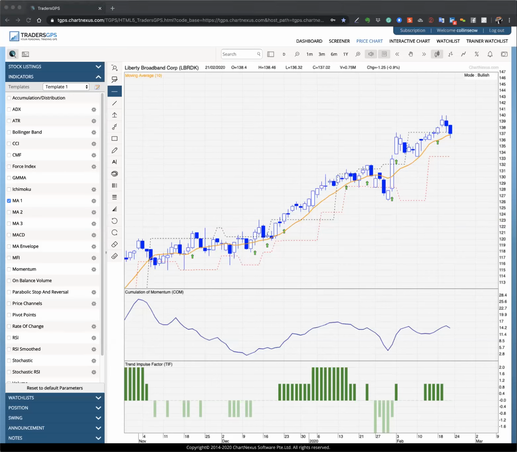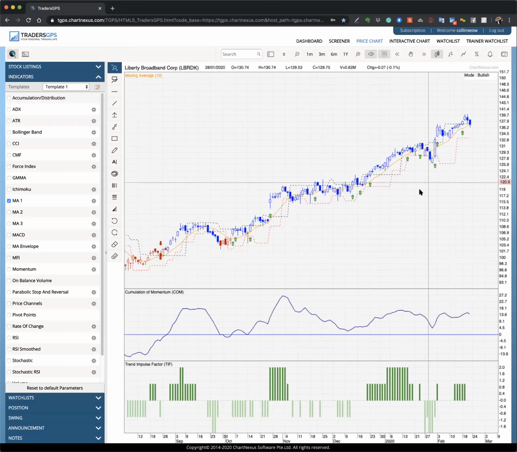LBRDK. So this was actually the 3rd of February. We mentioned this stock on the 3rd of February. This is an example of a hidden signal. You see here, there was an arrow here, no teeth. Next day, pump, immediately the teeth appear. So on the 3rd of February, I actually posted this stock, enter, and then hang on to the trade.